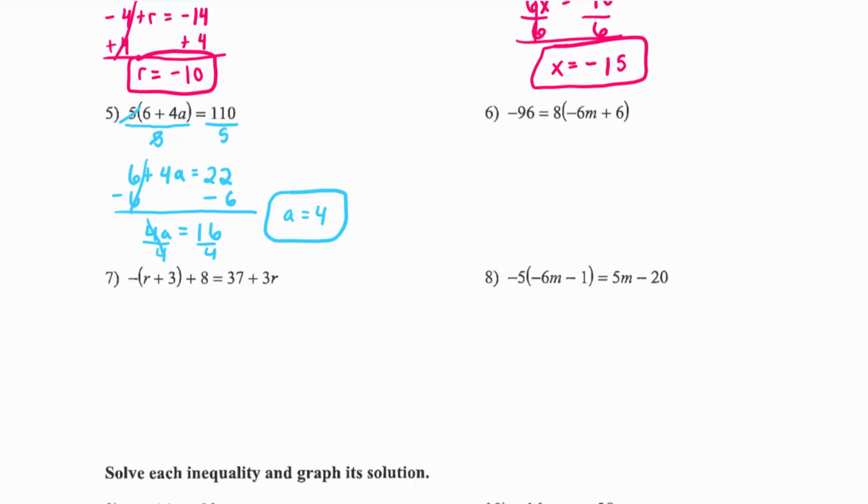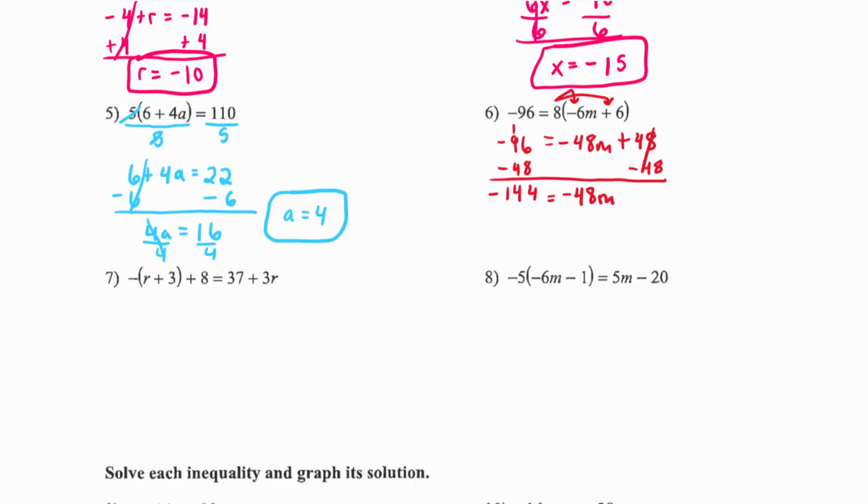So on 6, I'll go ahead and distribute in case that's your preferred method and you want to remember how to do it. We would do 8 times -6m, which is -48m, and then we do 8 times 6, which is +48, and so that's equal to -96. Then we would subtract 48 over and get a negative number. 96 and 48 together makes 144, and it's negative. Make sure you keep track of that negative.